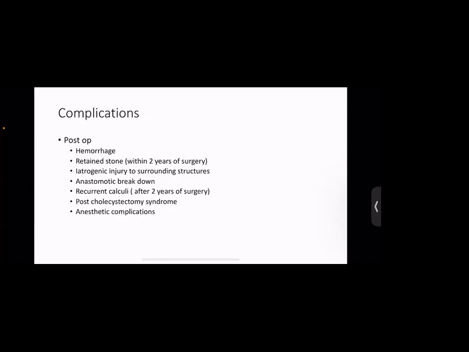Complications of cholecystectomy or cholecystostomy include post-op complications, hemorrhage, retained stone. These are recurrence of gallstones within 2 years of surgery, iatrogenic injury to surrounding structures, anastomotic leak, recurrent calculi. That's after 2 years of surgery, the patient presents again with gallstones.